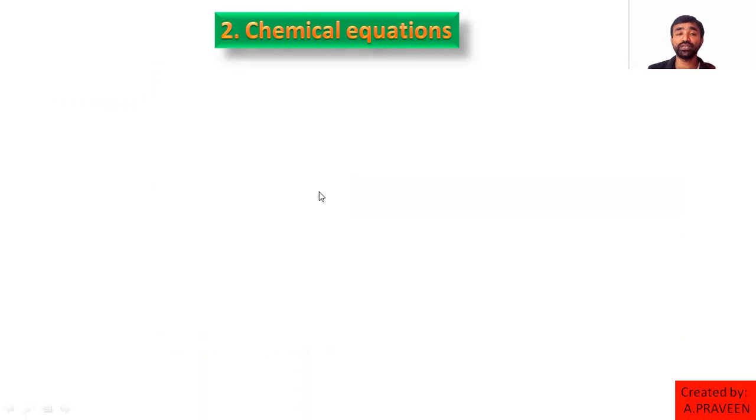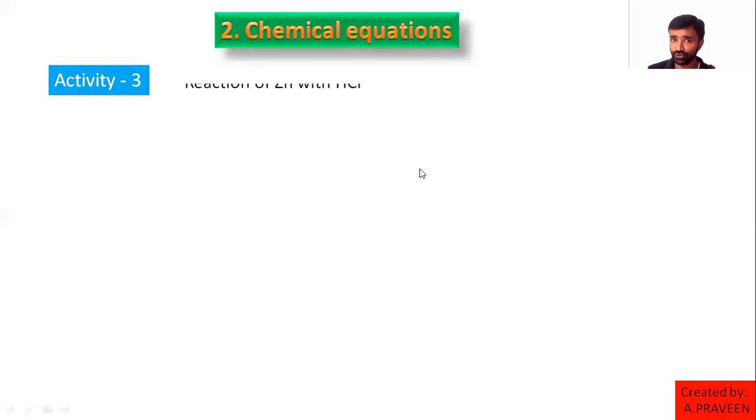Then activity 3 here. What is activity 3? Observing the reaction between simply a metal and an acid. A metal and an acid. So for that you require a metal. It may be zinc or any other metal. Then one acid, HCl, is taken. So, the reaction between zinc and hydrochloric acid.